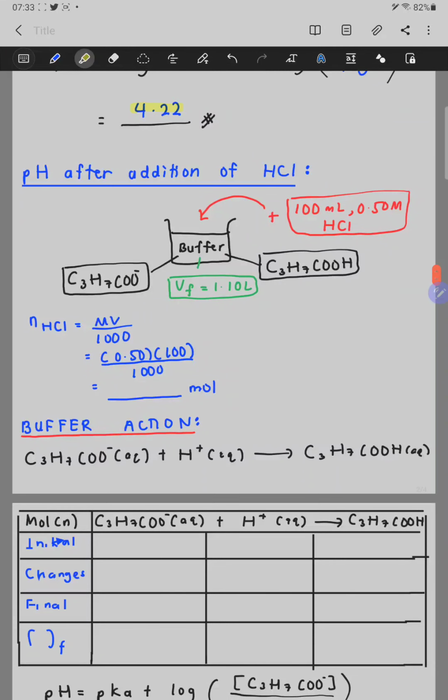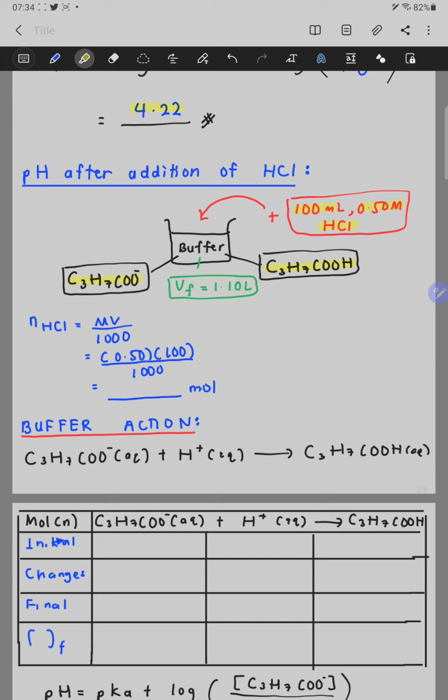Okay, so inside the buffer right now, sentiasa ingat, ada dua spesies yang akan berfungsi untuk maintain the pH of the buffer, which is weak acid C3H7COOH dan juga conjugate base yang datangnya daripada salt dissociation tadi, C3H7COO minus. Okay, so awak nak tambah HCl. So soalan ni dia bagi spesifik 100 ml 0.50 molar HCl.